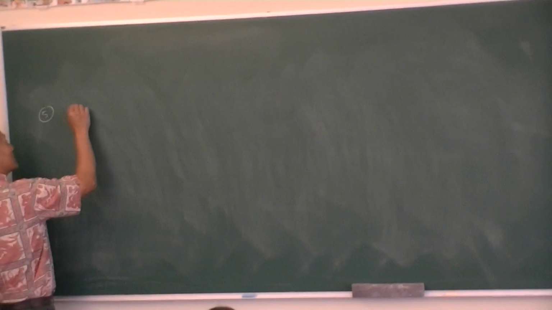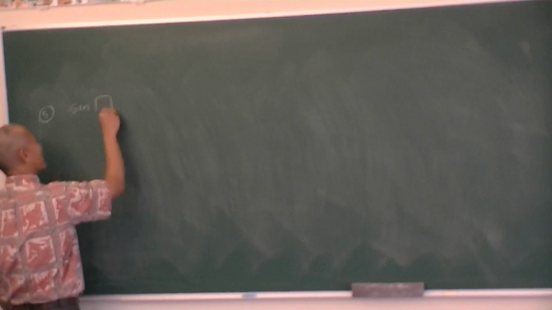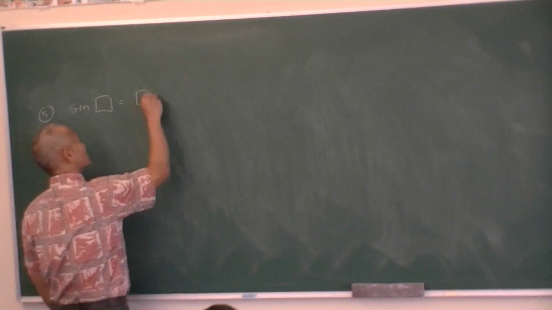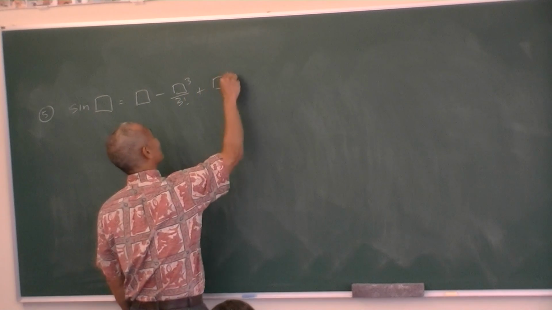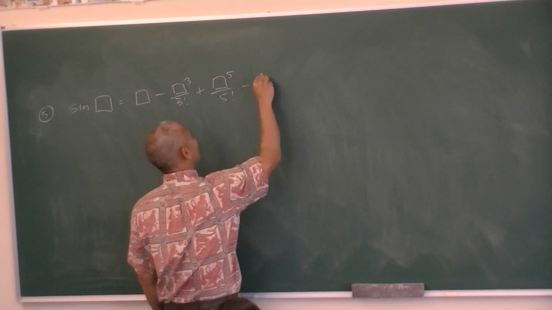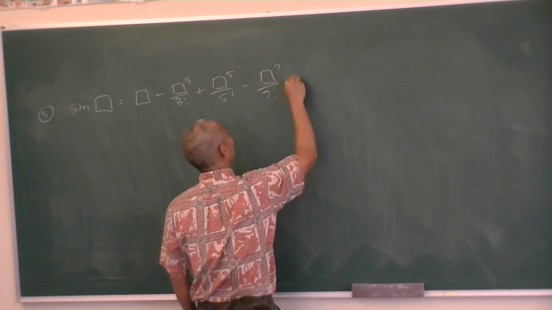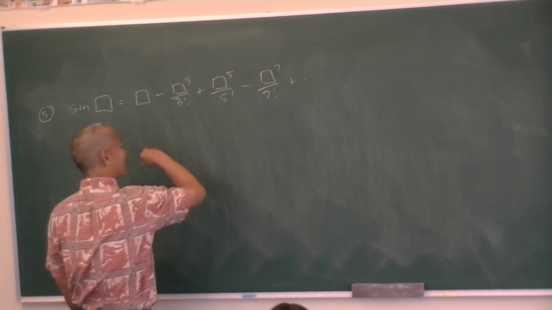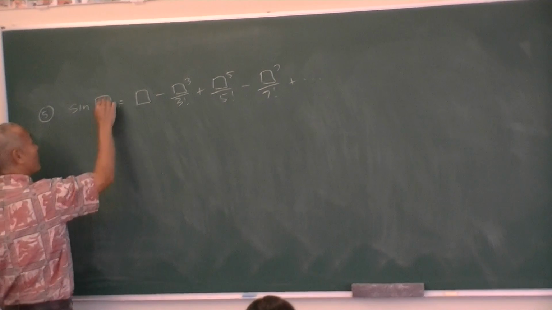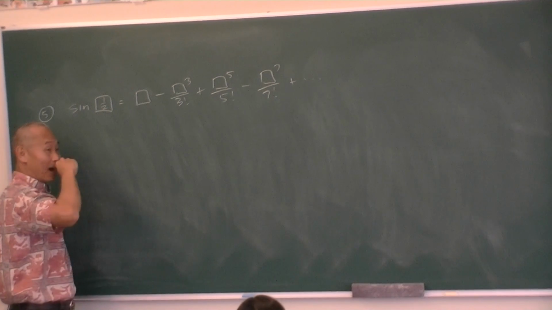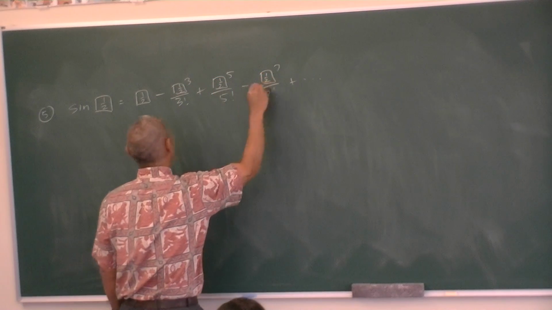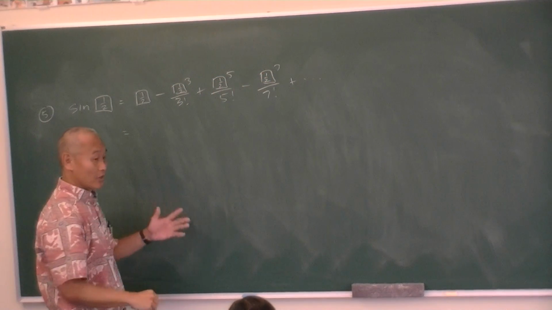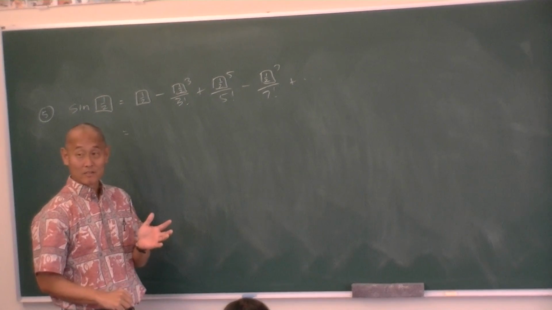Okay, so what's the power series for sine box? Sine box is equal to box minus box cube over 3 factorial plus box to the 5 over 5 factorial minus box to the 7 over 7 factorial plus dot dot dot. So if you want to find sine of 0.5, 1/2, what number do I put in the box? Okay, now, we are looking for the first term that is less than 1 over 10,000.